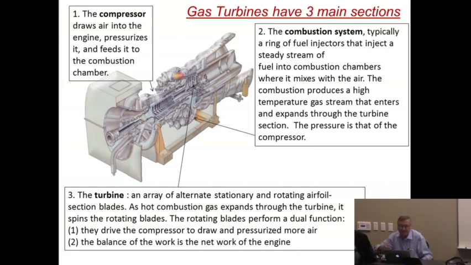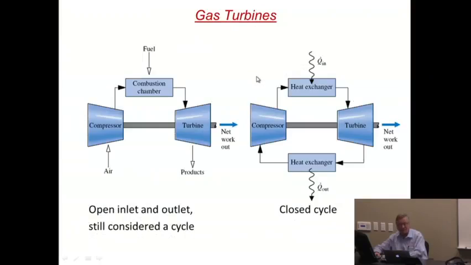It can be used, for example, to drive an electrical generator to make electricity. It can also be used to increase the kinetic energy of the gas, so as to make a jet engine. It can be used to drive a big propeller fan in the front of the engine. So basically the balance of the work is the net useful work of the cycle.